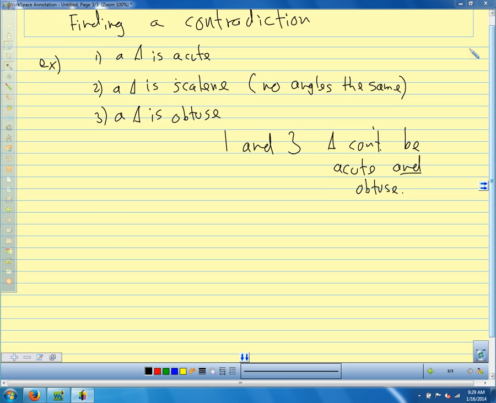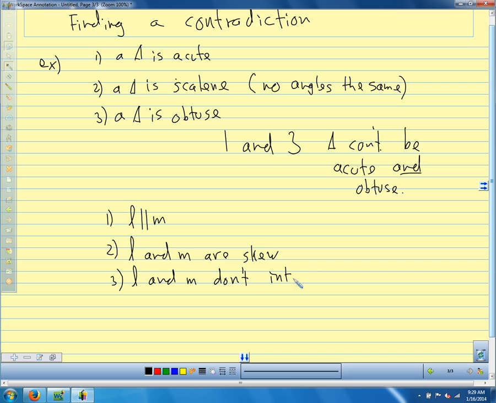All right, so let's look at another set here. 1, L is parallel to M. These are lines. 2, L and M are skew, and 3, L and M don't intersect. So which of these two are contradictions? Which of these two cannot be true at the same time?